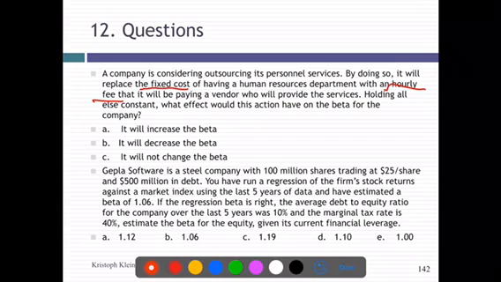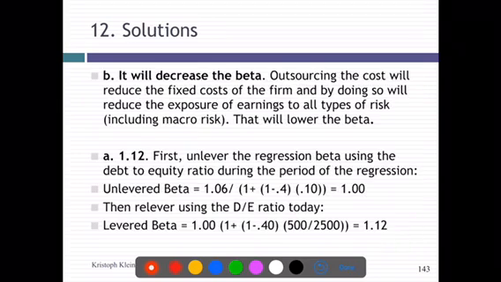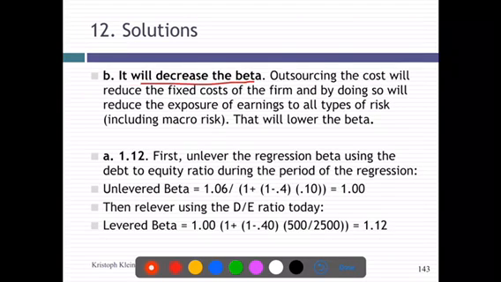Based on the argument we made from the second fundamental point, fixed costs drive up betas, right? So if we're reducing the fixed cost, we're going to have a lower beta than we would before. And that's what we find. We'll decrease the beta. Outsourcing the cost will reduce the fixed cost of the firm, and by doing so, we'll reduce the exposure of earnings to types of risk.